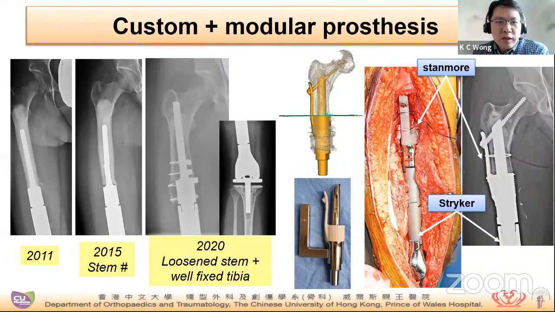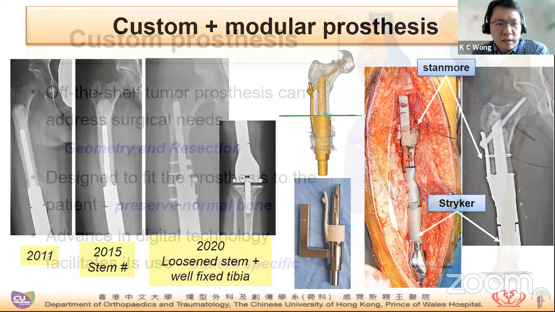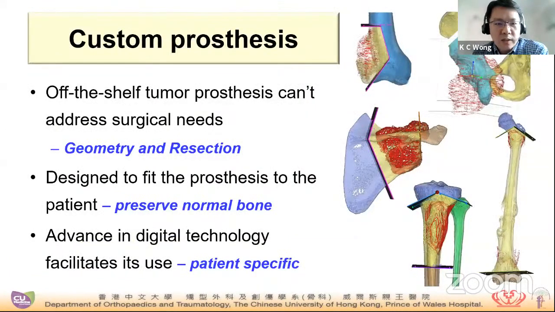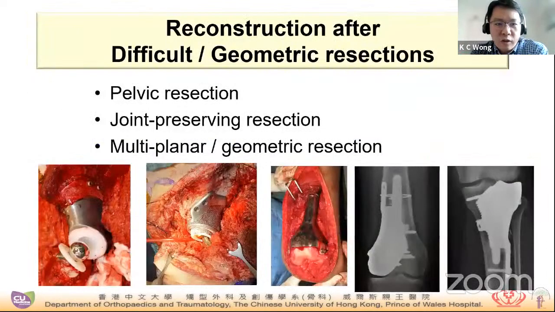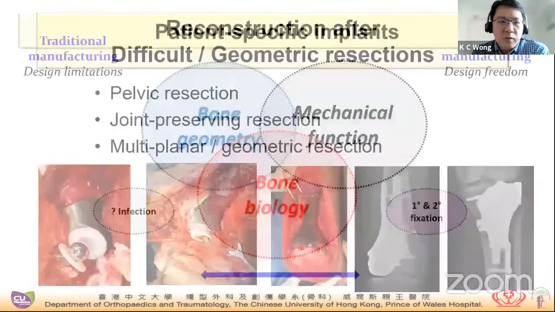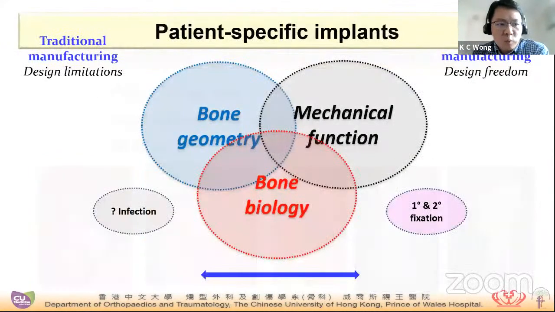So, a summary of our philosophy of custom implants: off the shelf cannot address surgical needs. You want to be more mobile, and advances in digital technology have allowed us to do more patient-specific surgery. For pelvic resection, joint-preserving resection, or geometric type resection that you want to do for your cases, you can consider this option.